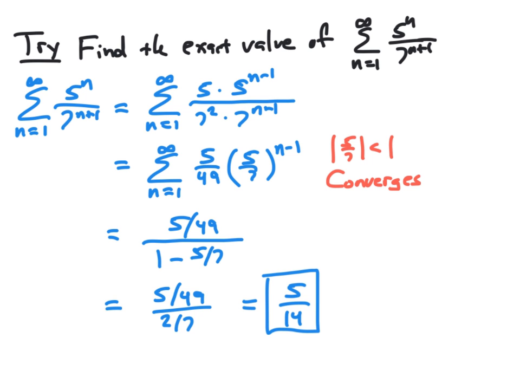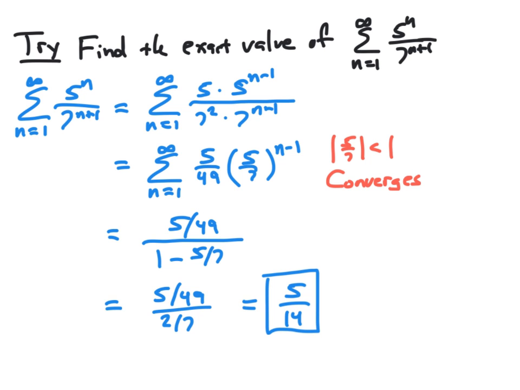Our first step is to rewrite this in the standard geometric series form, a times r to the n minus first power. To do that, we break up our numerator 5 to the n as 5 times 5 to the n minus 1, and we break up our denominator as 7 squared times 7 to the n minus 1, and that will give us both terms to the n minus 1 power.